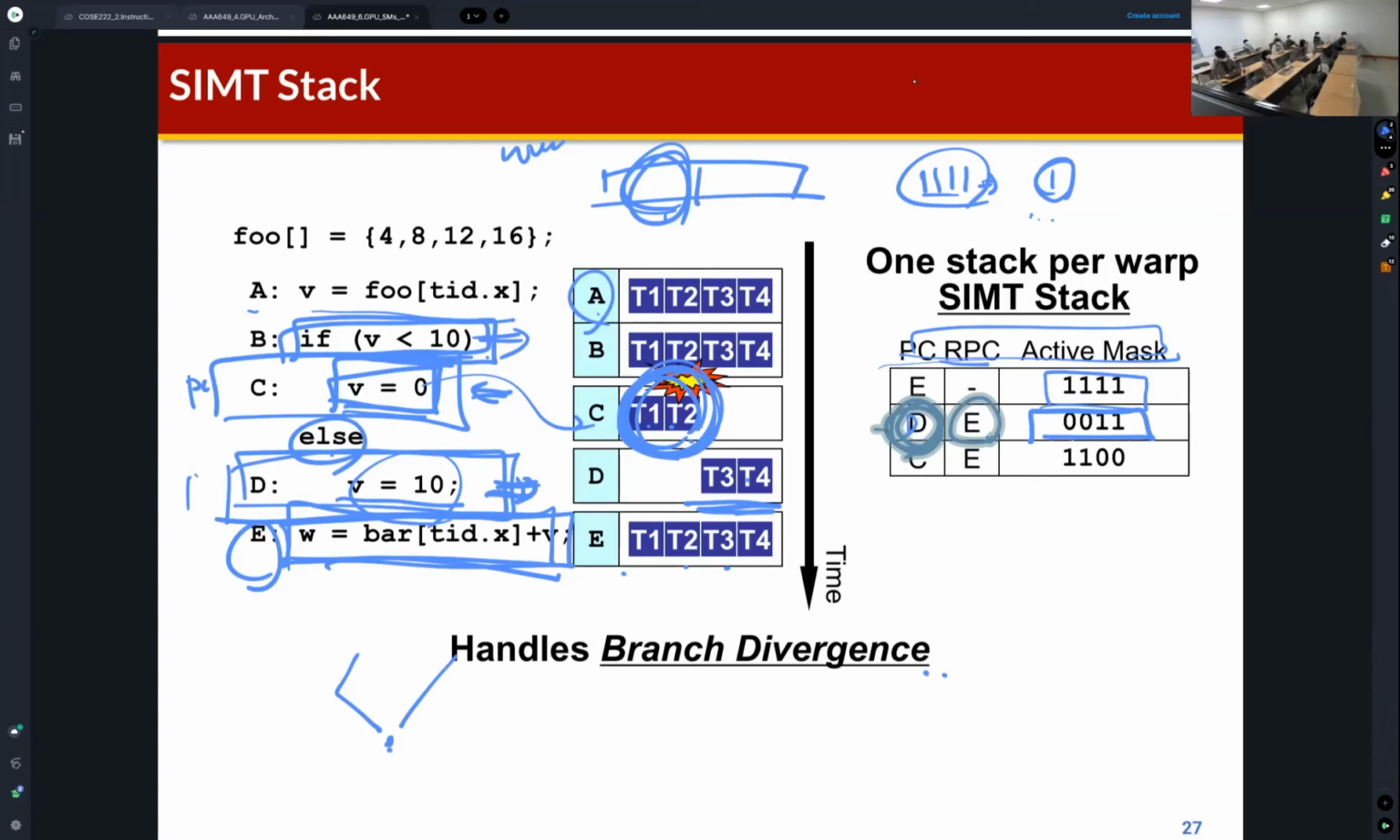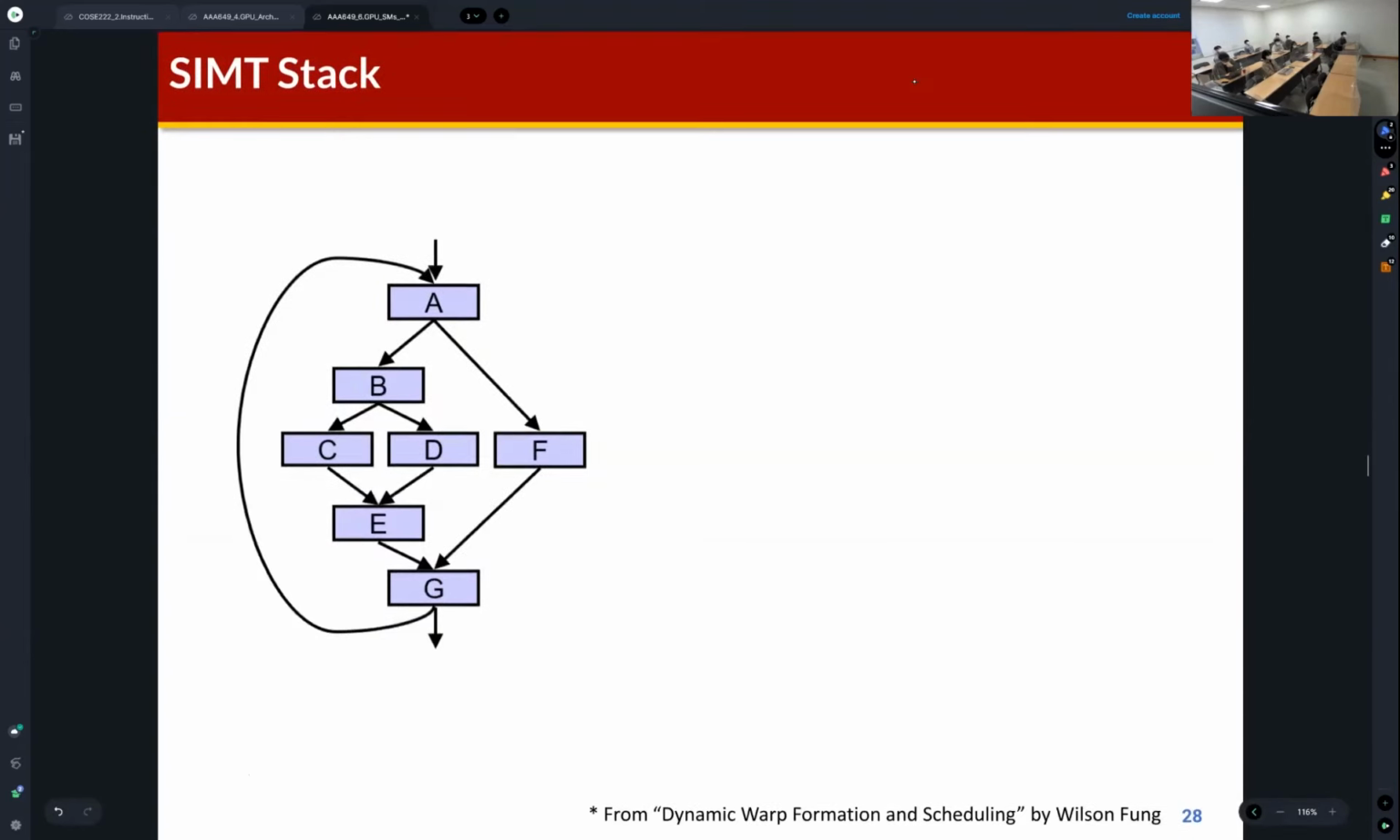So this is the CT stack. In order to support the CT execution, the GPU provides the active mask for multi-thread execution. The CT stack is organized like this: the current PC, and then this is the return PC. I will explain with an example.